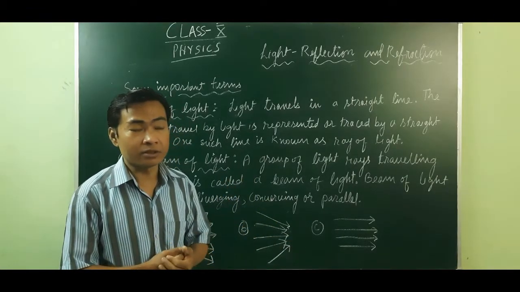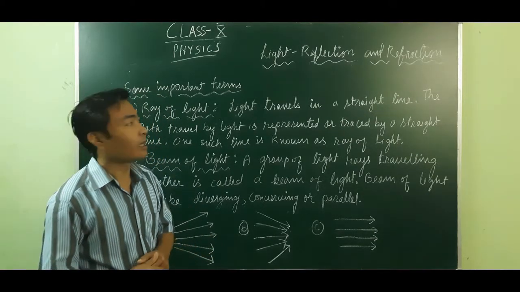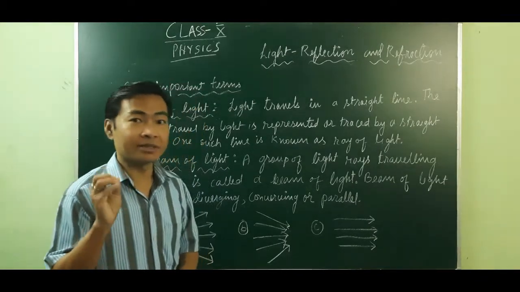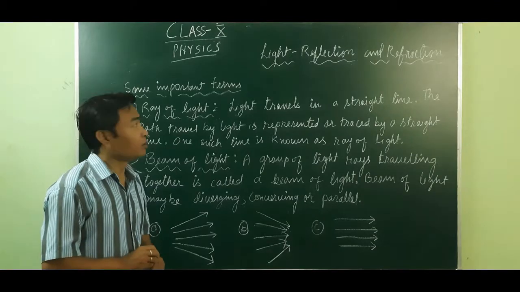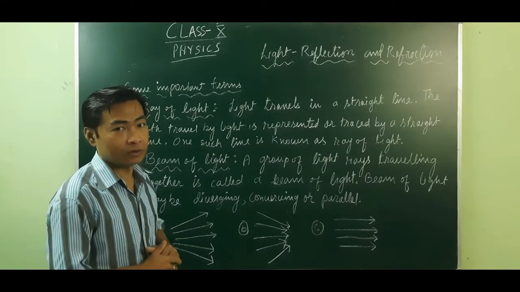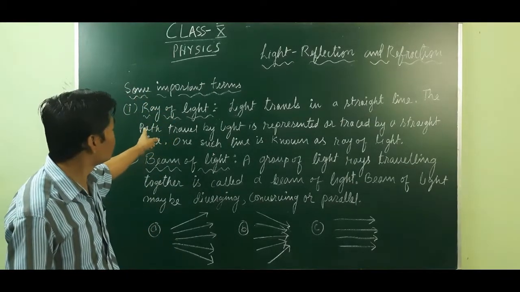Why? Because the bulb, when you switch on, it emits light, and light is a form of energy which gives a sensation of sight to us. So before we study the reflections of light, some of the important terms that we need to understand. Okay, and some of the important terms I have written down here.